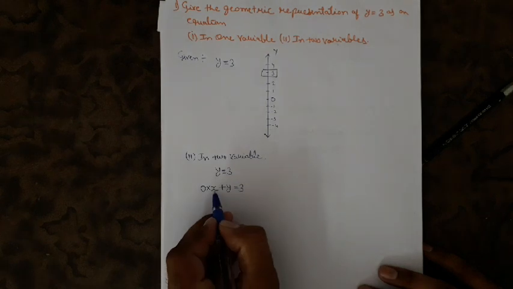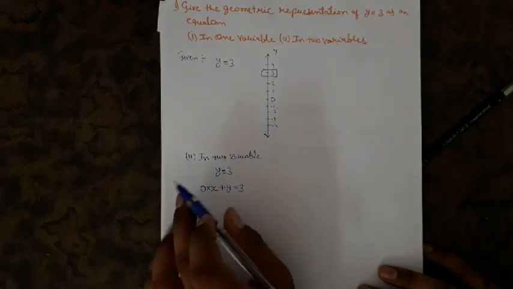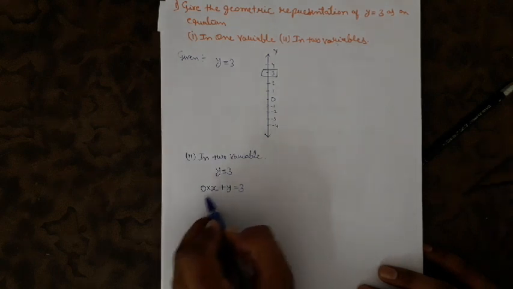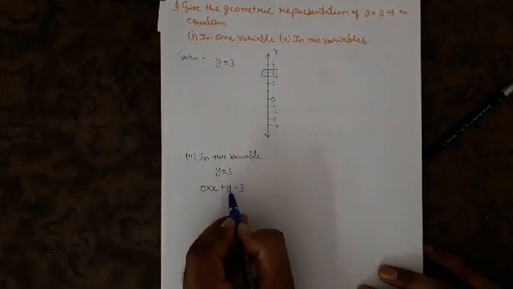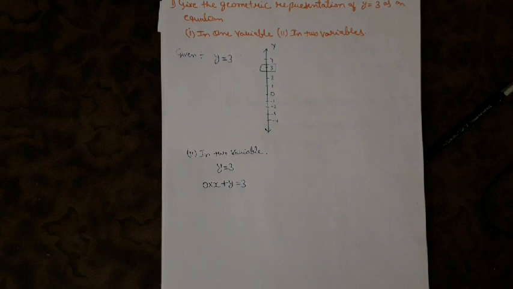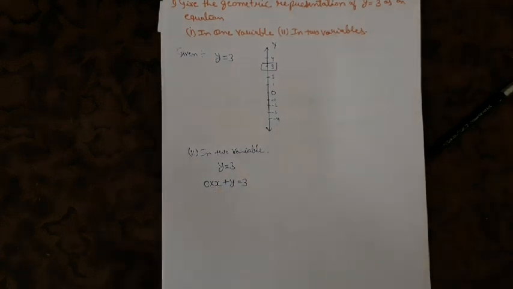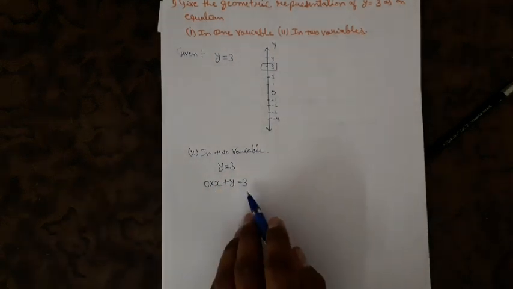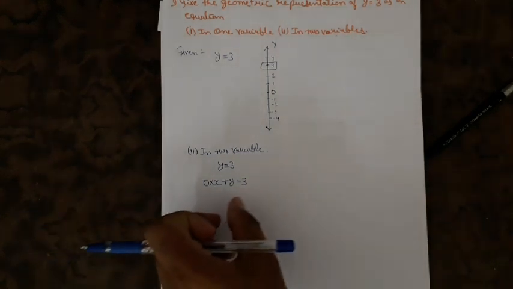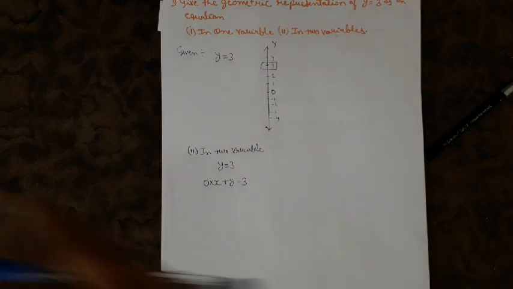One more variable I have taken, x, but I take it with multiplier 0. So 0 into x would be 0, and then again we get y = 3. So if a variable is not present, you take it by multiplying it with 0. Then if you solve, you get the same equation. So this is a linear equation in two variables.